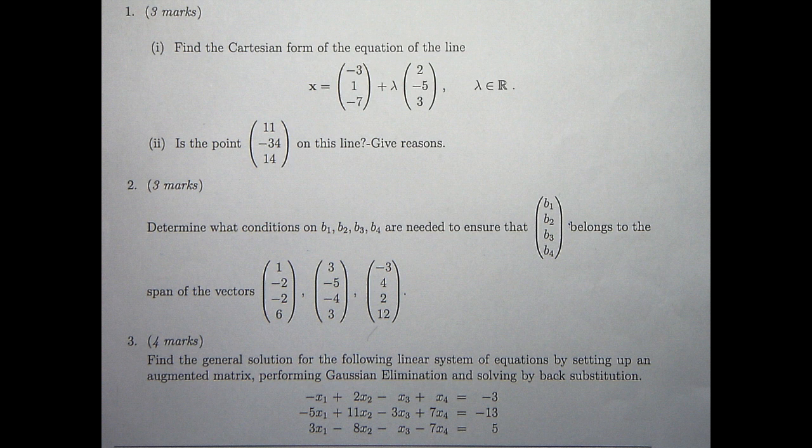One of them involves the equation of a line in three-dimensional space. The second question involves what's known as the span of a set of vectors. And the third question involves a system of equations and a method known as Gaussian elimination. So we're basically going to work our way through them one by one.